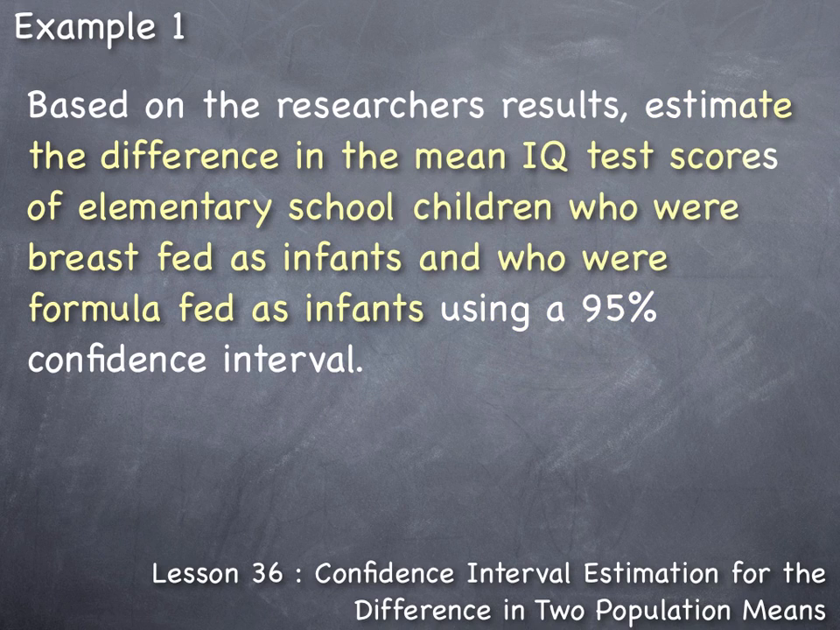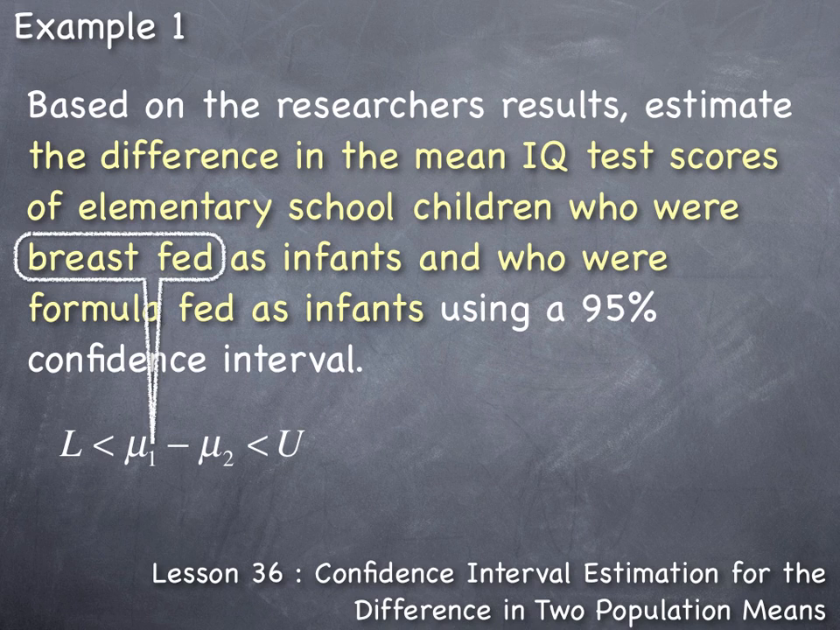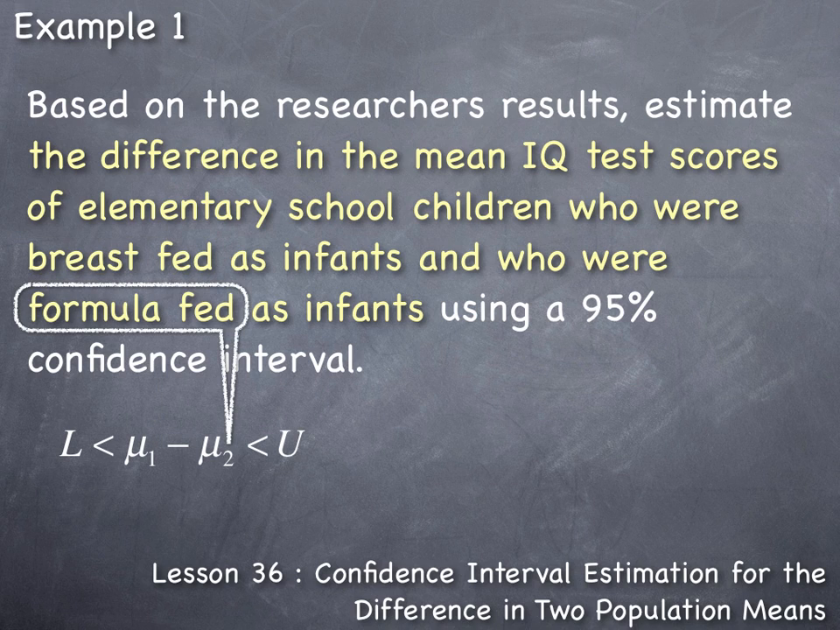What we're estimating is the difference in the mean IQ test scores of elementary school children who were breastfed as infants and who were formula-fed as infants. So the mean is the mu, and children who are breastfed is one population, and children who are formula-fed is a second population. We're estimating the difference, so we'll be looking at subtracting mu1 minus mu2, and we're estimating with a confidence interval by saying that this difference occurs somewhere between some lower limit L and the upper limit U. Here in this case, the first population is the children who are breastfed as infants, and the second population is the children who are formula-fed as infants.